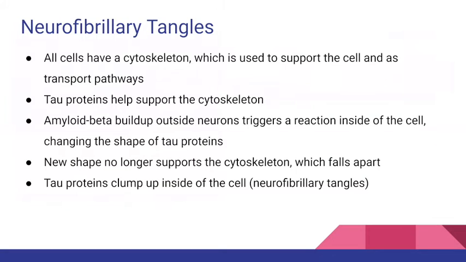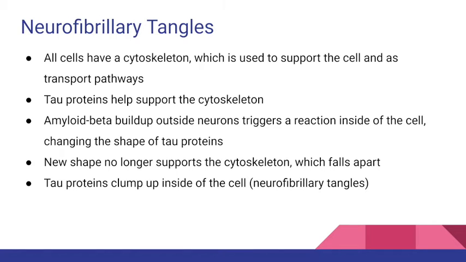Now let's talk about neurofibrillary tangles. All cells have a skeleton inside them to support their structure, just like we do. This support structure inside of a cell is called the cytoskeleton. Tau proteins are integral proteins to the support and structure of the microtubules that make up the cytoskeleton.